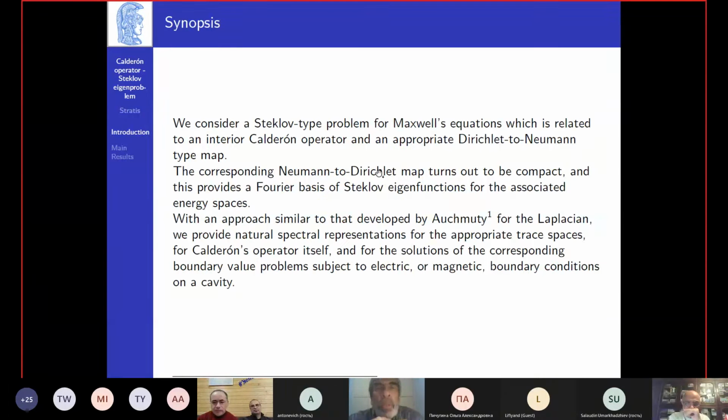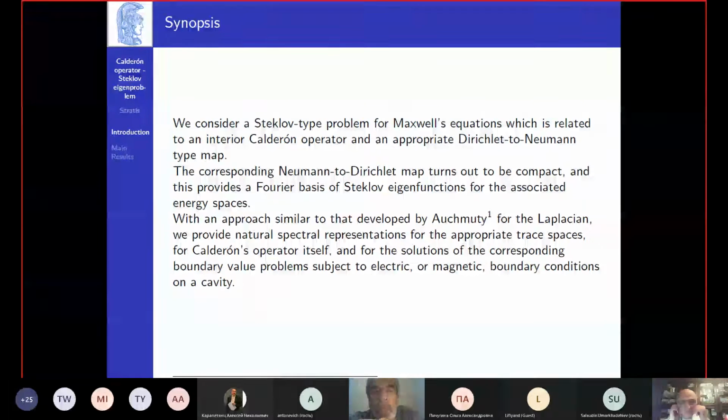So let me present just a synopsis of my talk. I will consider a Steklov type problem for Maxwell's equations, which is related to an interior Calderon operator and with an appropriate Dirichlet-Neumann type map. This map turns out to be compact, and so it provides a Fourier basis of Steklov eigenfunctions for the associated energy spaces.